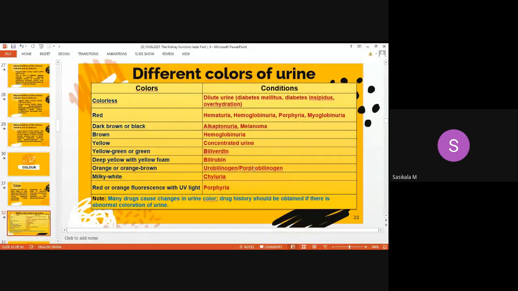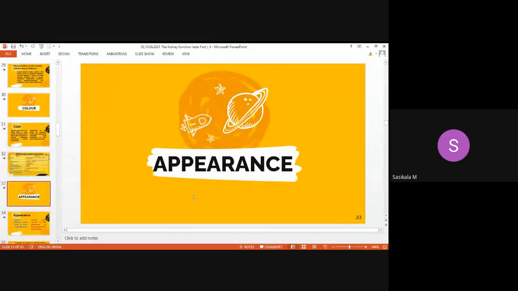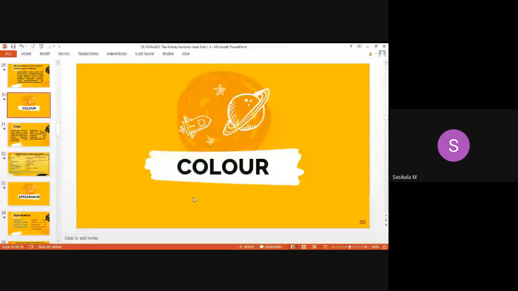You will learn what porphyrin and these terms are in the metabolic processes, so you will know urobilinogen and porphobilinogen. Then milky white represents chyluria. Red or orange fluorescence with UV light represents porphyria. Consuming some drugs will also change the urine color. So we can work out why the urine color has changed by observing it. That is why observing color is a physical examination under urinalysis.